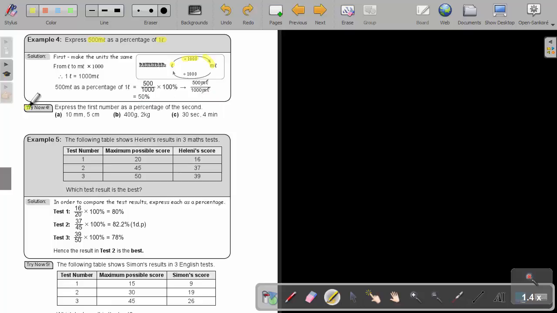I want you to try now 4. I think do number A and do number C. I think also do number B. It's good that you can convert all those units. Okay. Let's start. Try now 4.